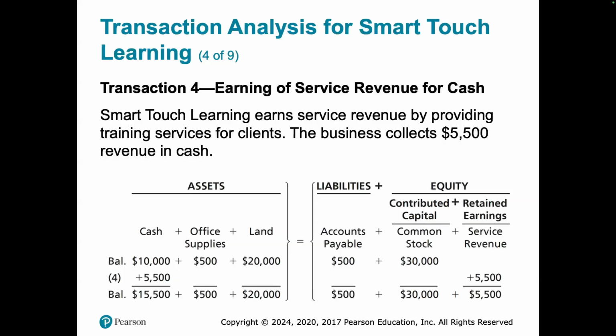So what happened? We went and we provided a service. We did some training for the clients. They came out and they paid us $5,500 in cash right after we did the job, or as we did the job. So what's affected there? $5,500 in cash. Our cash went up to 15,500. And then service revenue is a new account that we see on the equity side, and service revenue went up by 5,500. So now we look at both accounts and they even out.